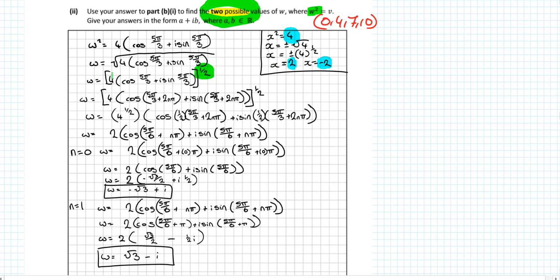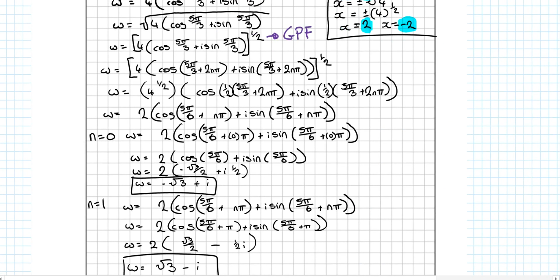Okay, well, I've got power of a half in complex numbers. Your brain should be screaming something here. Power of a half in complex numbers. You need to think general polar form. Think GPF. General polar form. And that is by adding on our 2n pi. 2n pi and 2n pi. Now it's in general polar form.